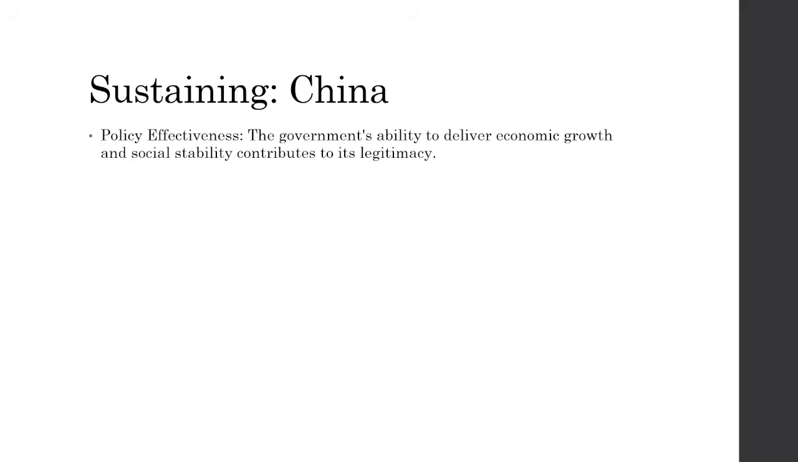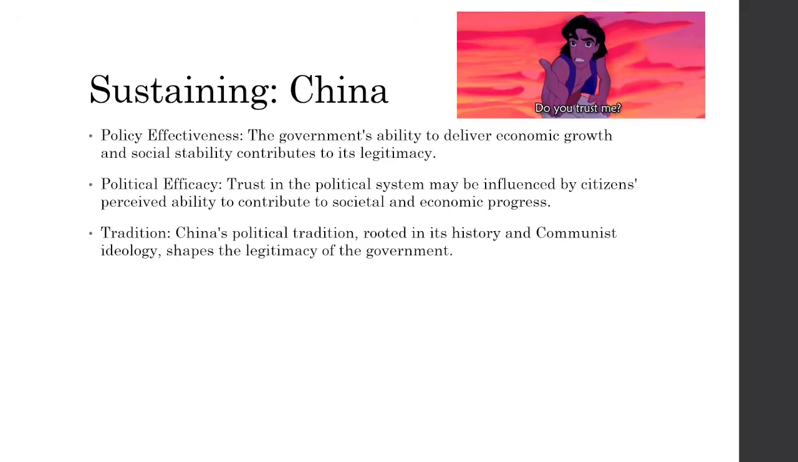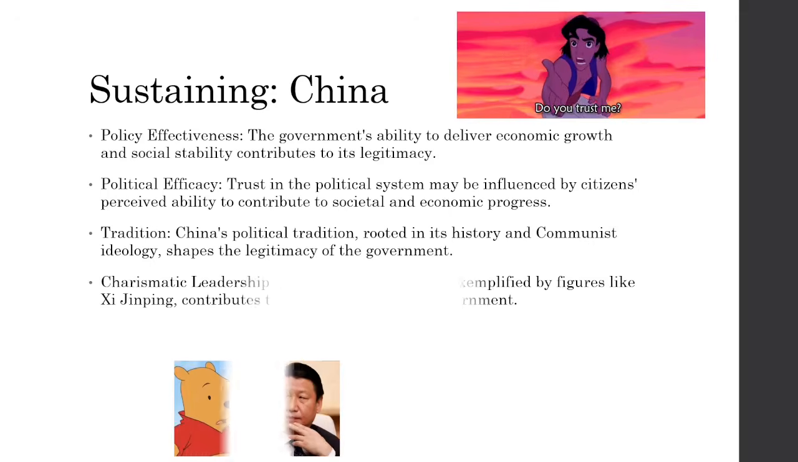So they just do policy effectiveness. If the people think that their policies are doing their job, particularly generating economic growth and social stability, they're going to have a legitimate government. People in their political system sometimes believe that their contribution to the political change and the societal and economic processes are occurring. There's tradition. In communism, if they maintain communism, they're following the tradition. So their sources of legitimacy include communism, and they follow that tradition, they're sustaining legitimacy.